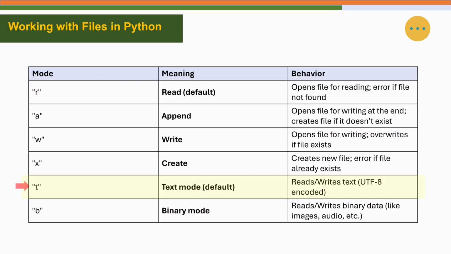Now in addition to these, you can specify whether the file is opened in text or binary mode. T is for text mode, which is the default, and it means Python will read and write human readable strings, especially encoded in UTF-8. B is binary mode, which is used when working with non-text files such as executables, audio and image files. When you combine these, you might use RB for reading a binary file or WT for writing text explicitly, though text is the default.